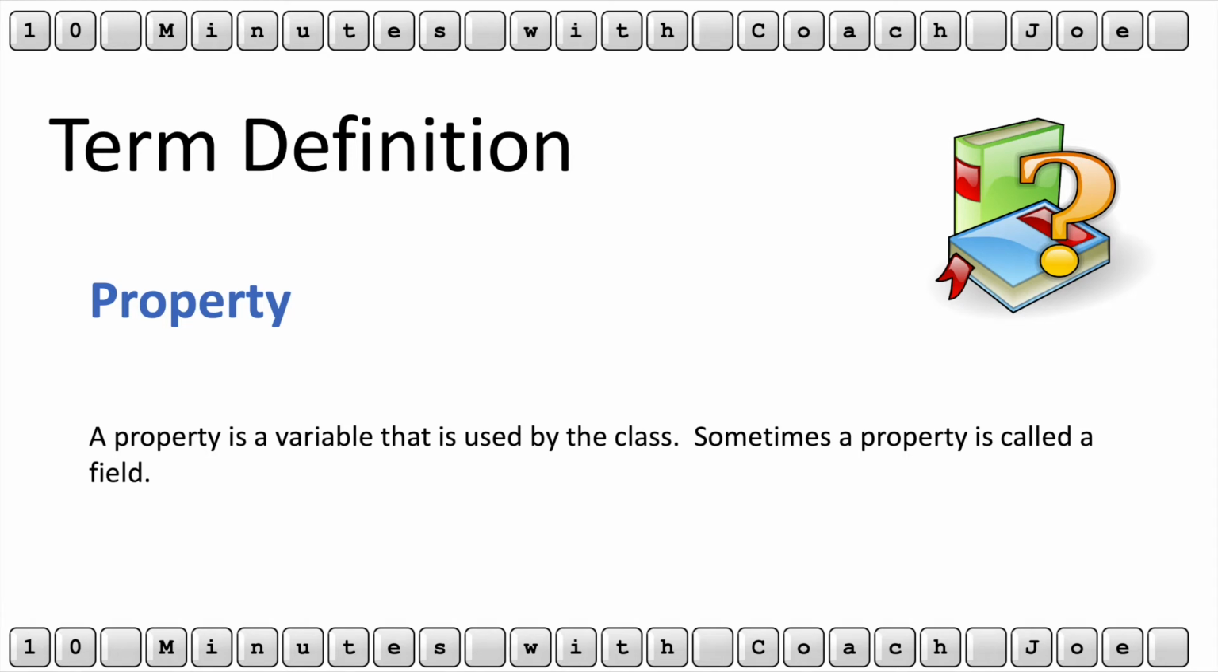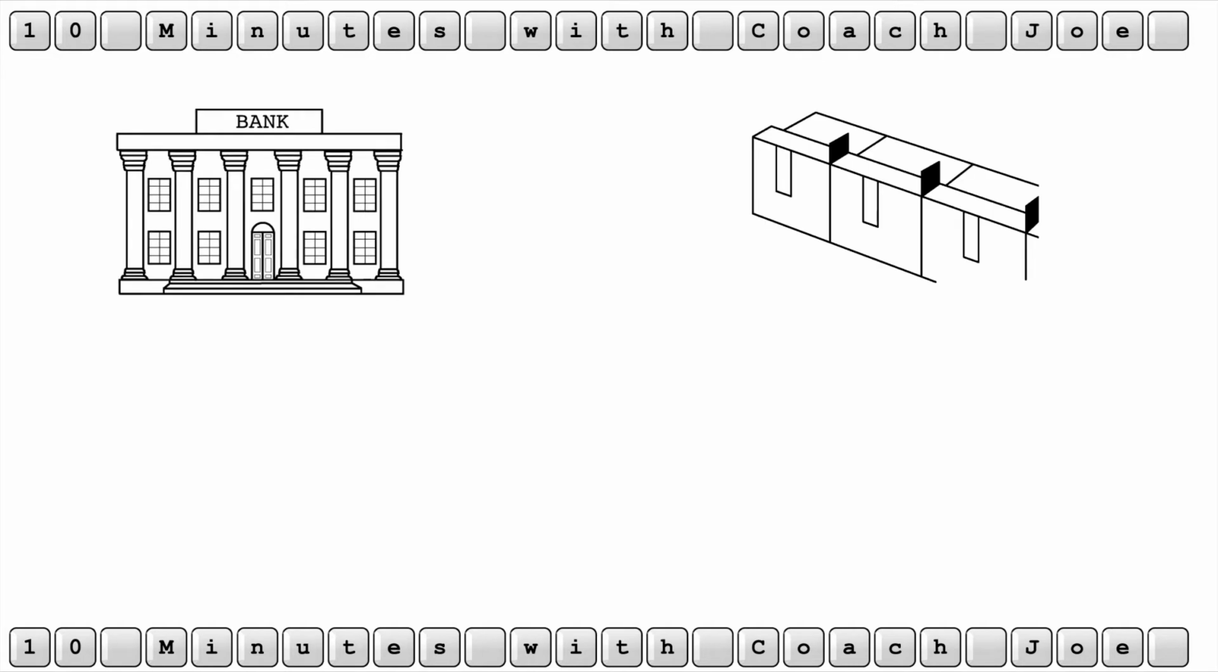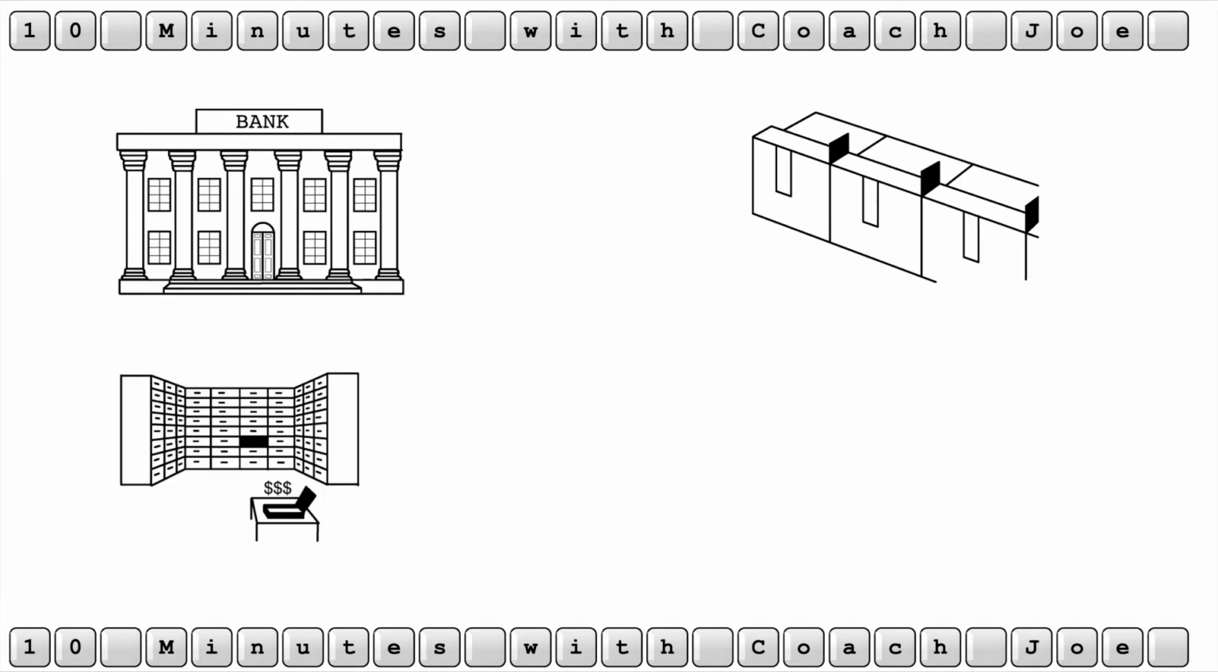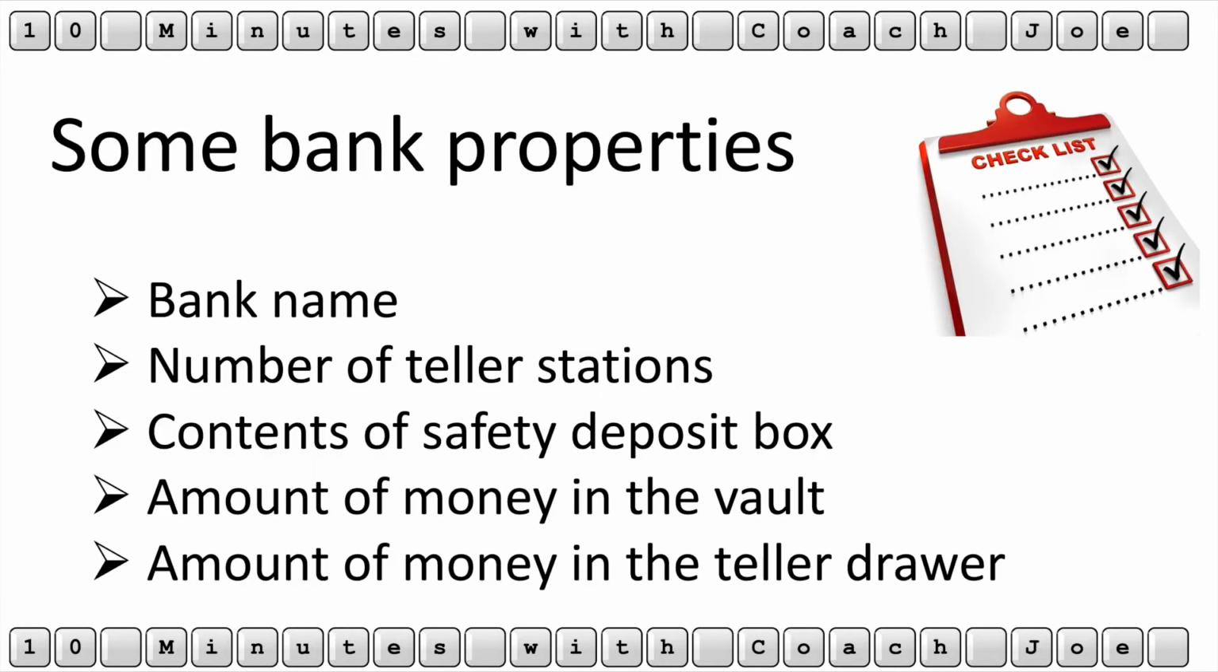What is a property? Simply put, a property is a variable that is used by the class. Sometimes a property is called a field. All objects in the physical world have properties. Some we care about more than others. Some examples of a property in a bank could be the name of the bank, the number of teller stations, the contents of a safety box, the amount of money in the vault, or the amount of money in each teller drawer. Some properties can be changed while others should not be changed. Like methods, all properties will have an access modifier that can be public or private.